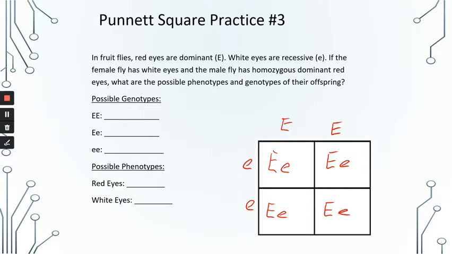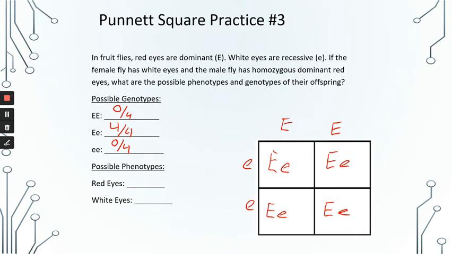Okay, so now if I go through all the possible genotypes, I see that none of those boxes have capital E, capital E, so it's a 0 out of 4 chance for that genotype. And then I see that all of the boxes, all 4 of them are heterozygous, so I'll have 4 out of 4 that are heterozygous. And then for homozygous recessive, lowercase e, lowercase e, none of those have that. So that is again 0 out of 4.